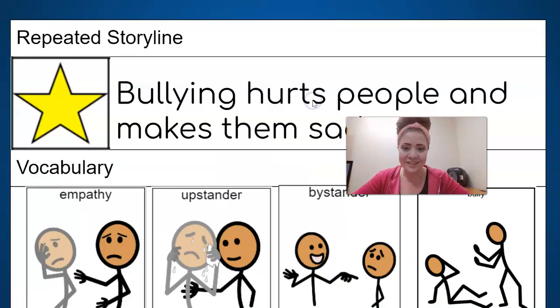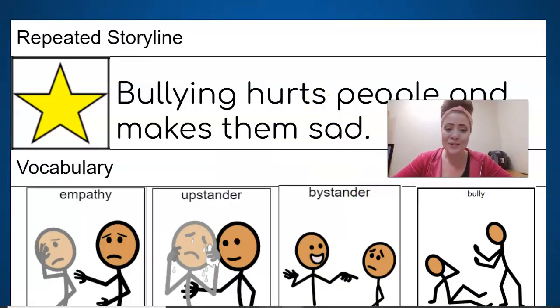Let's get started. In order to learn about bullies during our lesson, you're going to need to know a repeated storyline, and you're going to need to know some vocabulary words. Our repeated storyline is, bullying hurts people and makes them sad.